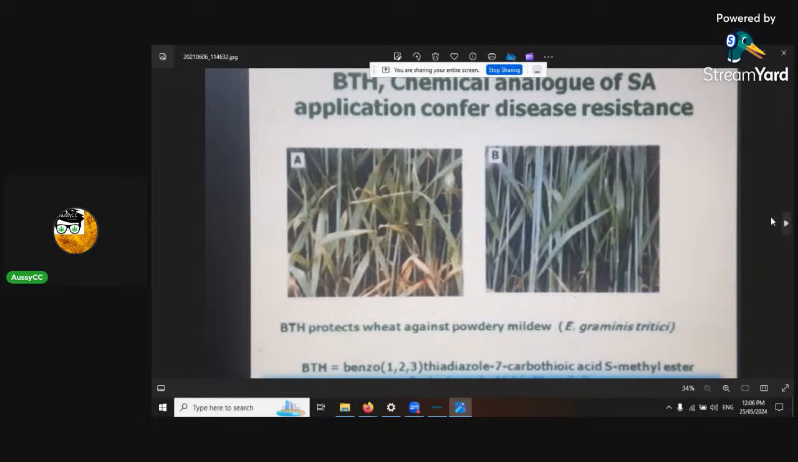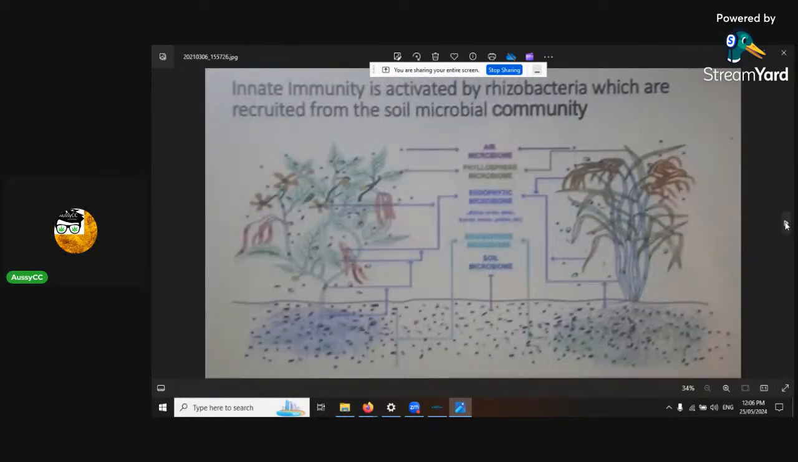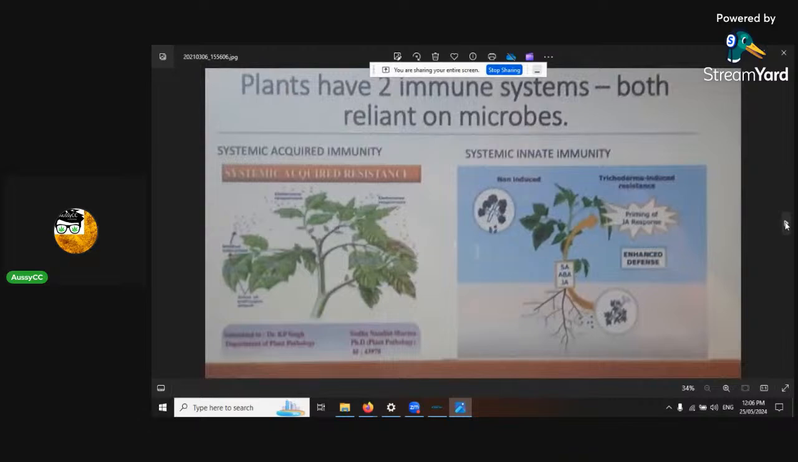That's a way that they can protect against powdery mildew from using that microbe. Different pathogens. This is a way to prime your genes, have PR genes ready to go in defense.